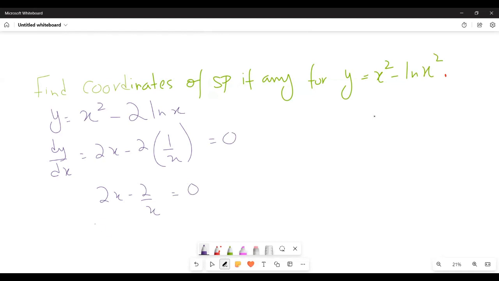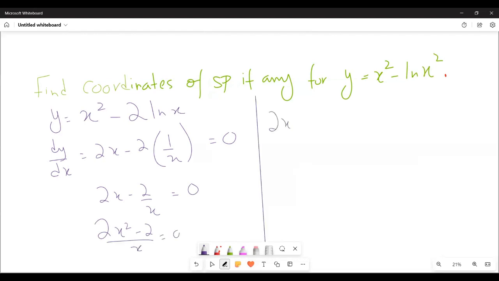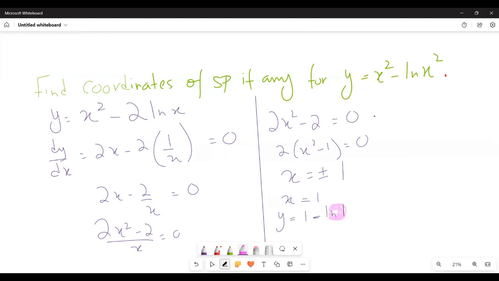We must equate it to 0 to find the coordinates of the stationary points. So we get 2x square minus 2 upon x is equal to 0. So we have 2x square minus 2 is equal to 0. 2 can be taken common: x square minus 1 is equal to 0. And same as last time, we get x is equal to plus minus 1. Now, when x is 1, y would be 1 square, which is 1, minus ln 1. And you must know that ln 1 is 0. So y is 1. So we get (1, 1) as our first stationary point.